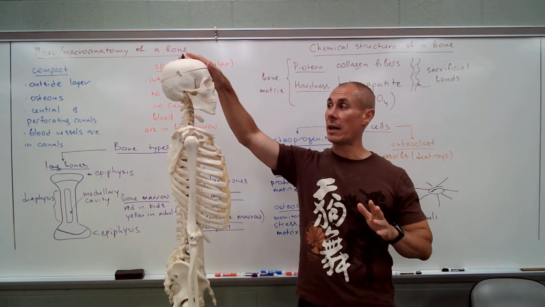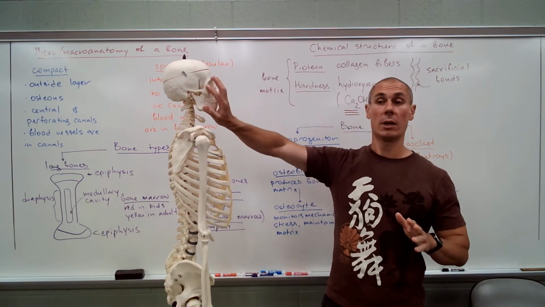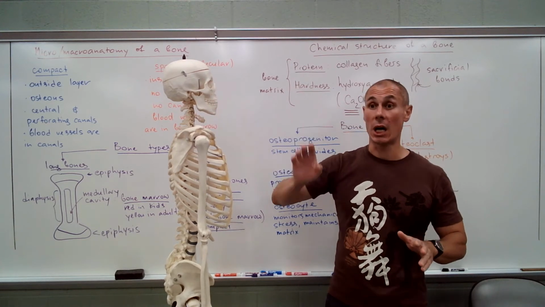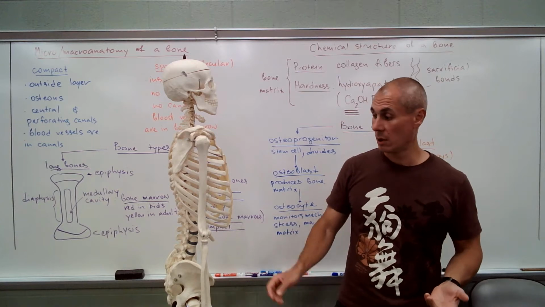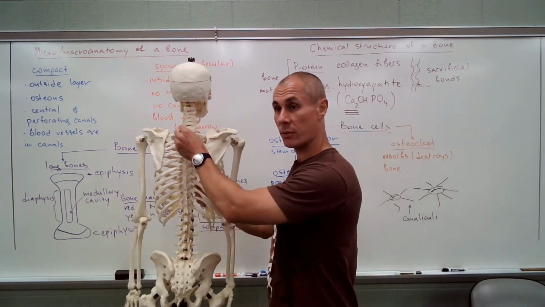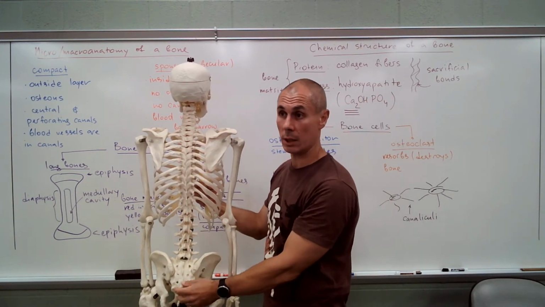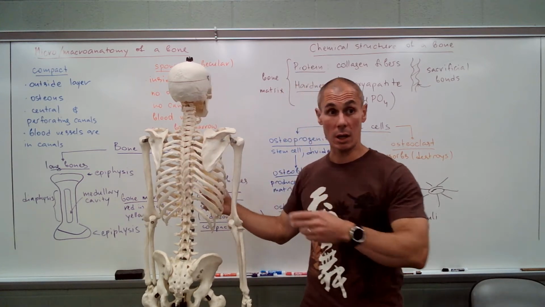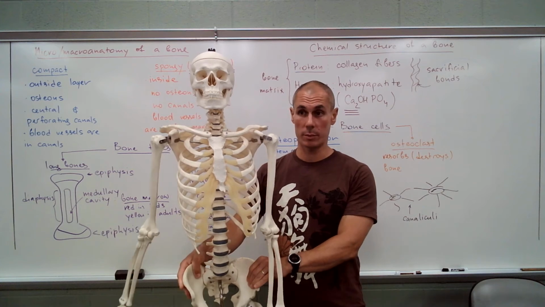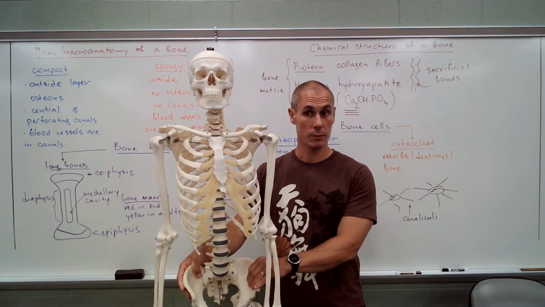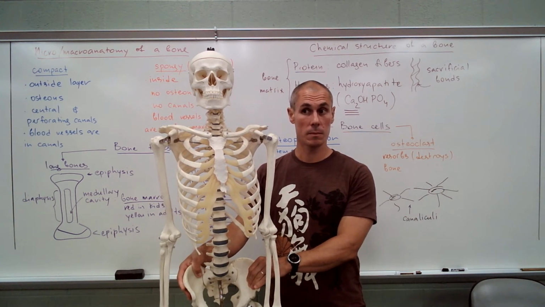Some bones that form cranial floor and facial bones are irregular. So irregular bones are weirdly shaped. For instance, all the bones that form your vertebral column are irregular bones. Hip bones are irregular bones. Okay? Good? Questions on this one?